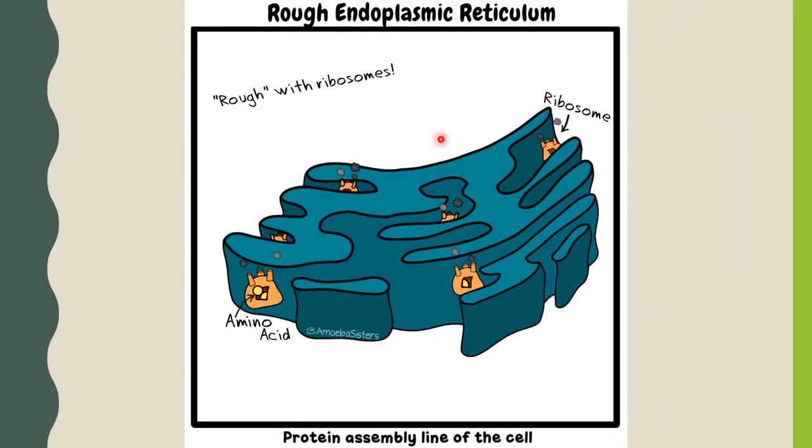Now here you can see the ribosomes embedded on the surface of rough ER, and these ribosomes are making proteins that are being transported in a specific direction and released to the next cell organelle. Now the next cell organelle is Golgi complex or Golgi apparatus.